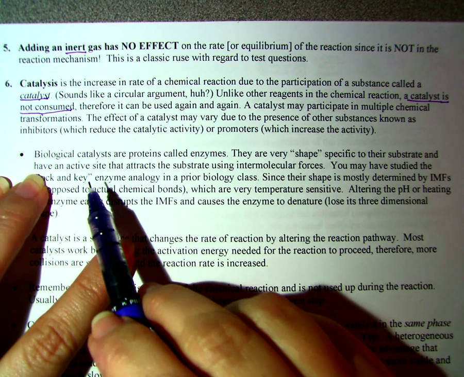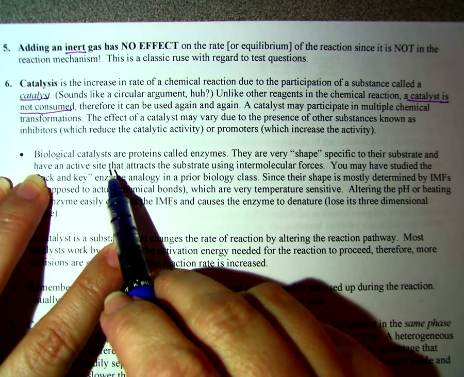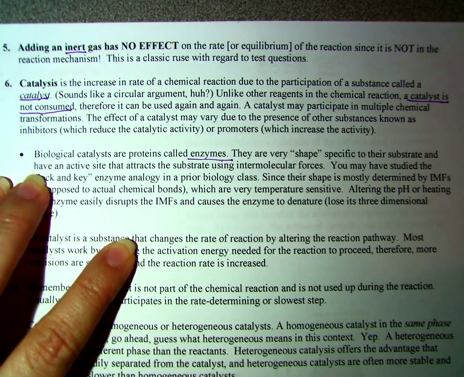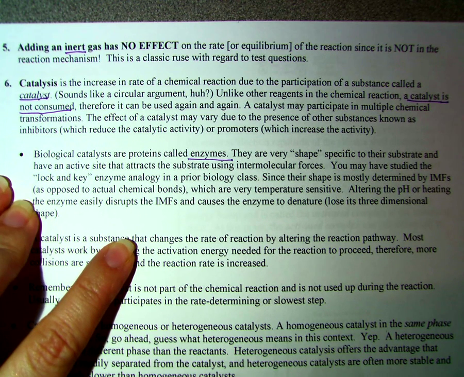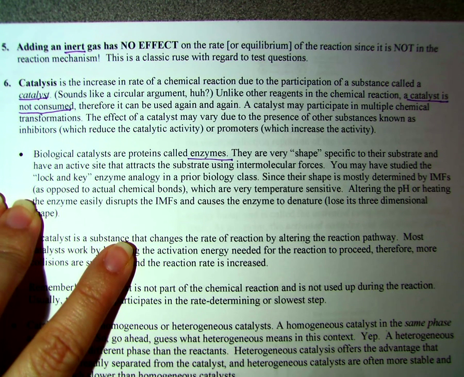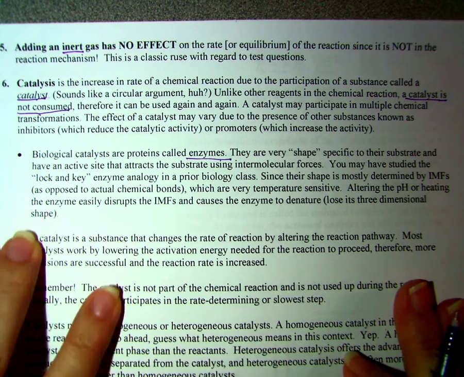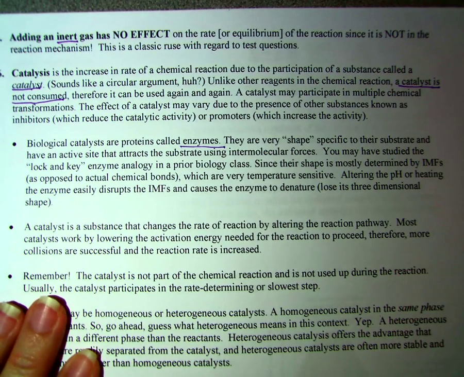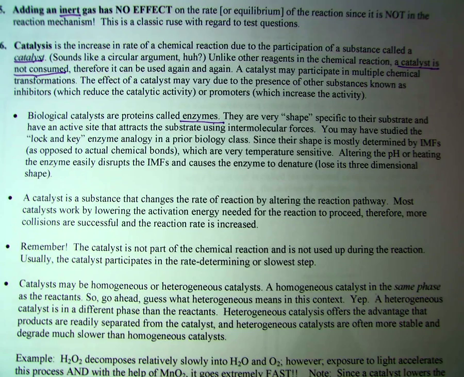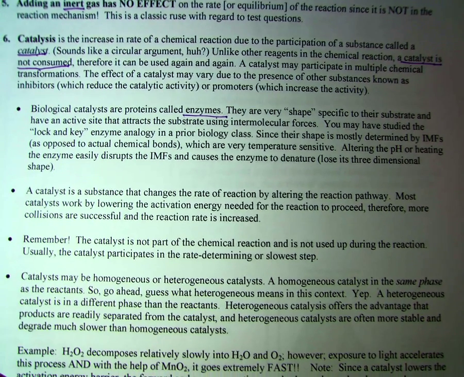There are different types of catalysts. You have biological catalysts that are proteins called enzymes. So these are in our body. They're very shape specific, if you remember that from biology. It depends on the shape of the molecule. A good analogy that they use in biology is lock and key. But you can alter the pH or heat the enzyme, and that really disrupts the intermolecular forces that are holding those enzymes together. It causes the enzyme to denature, lose its three-dimensional shape, and therefore then it can no longer act as a catalyst.